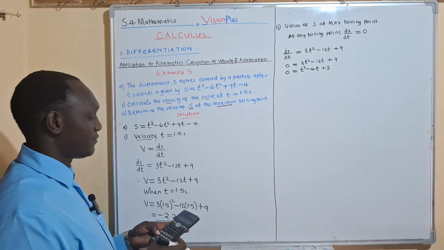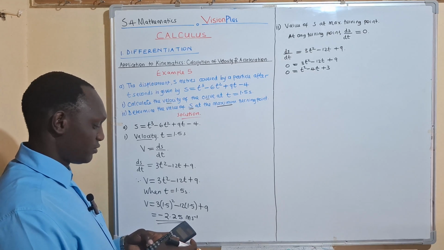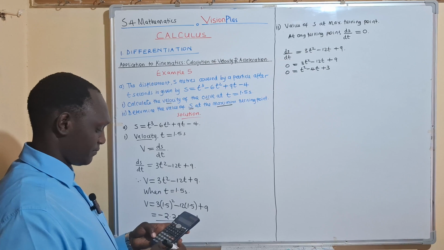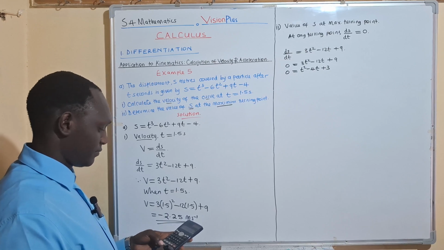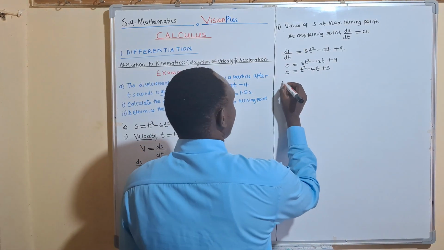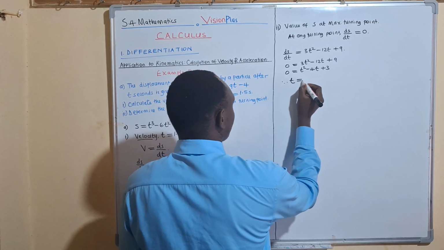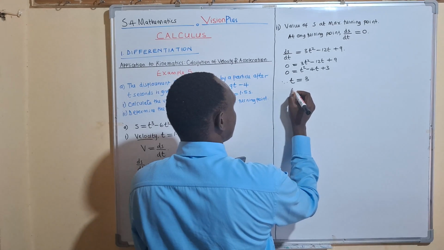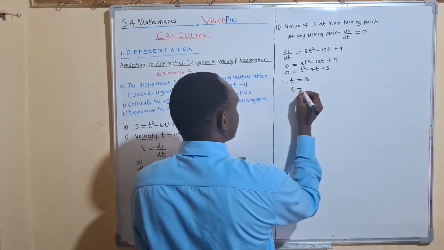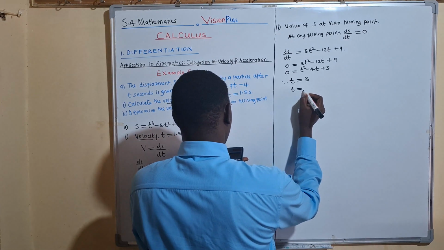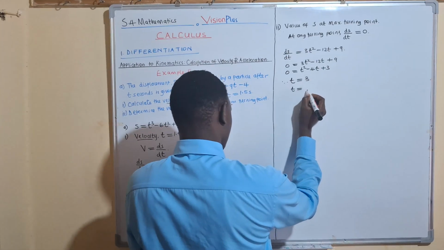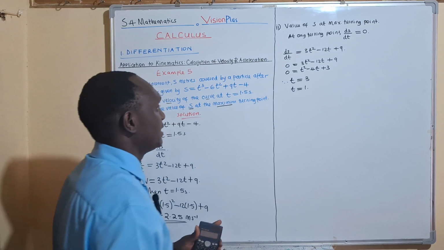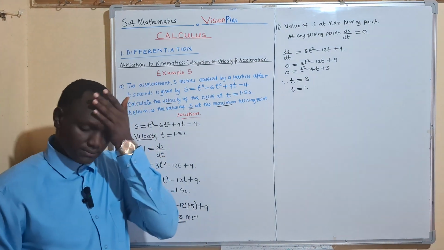1, -4, 3. If you want to know how to use a calculator, let me know and I will tell you. So, the first value of t is 3, and the second value of t is 1. Okay, so these are the two values of t at the turning point.